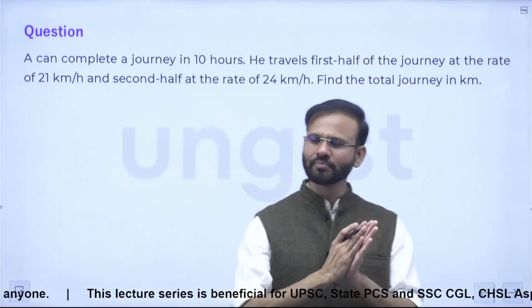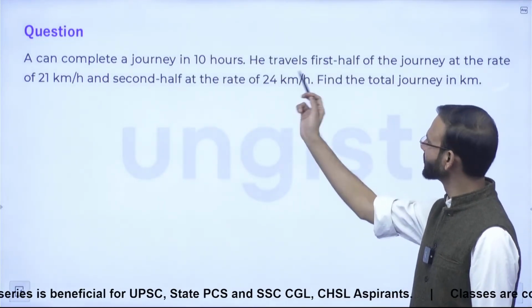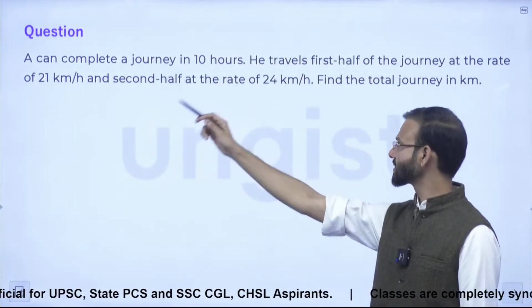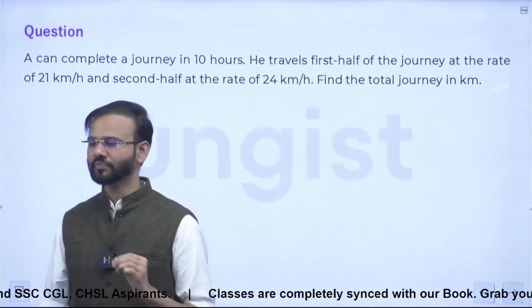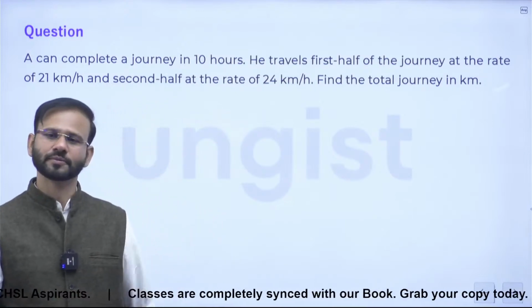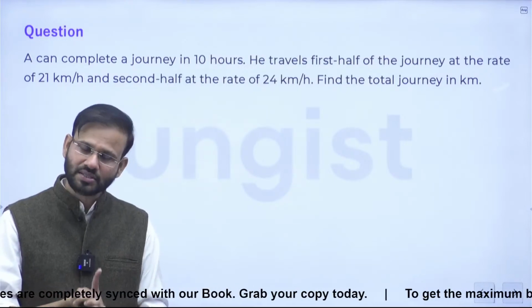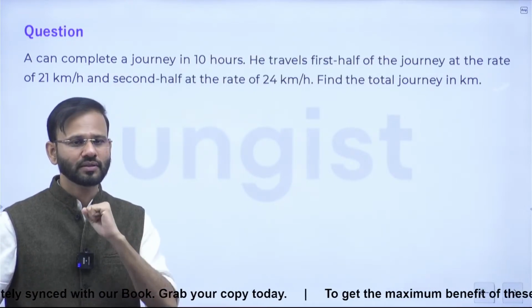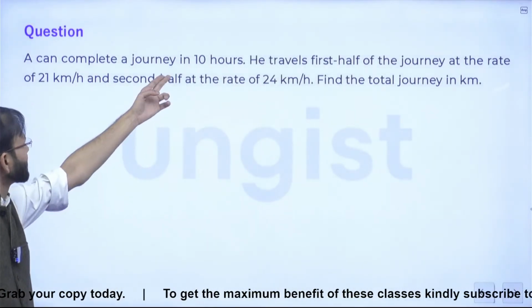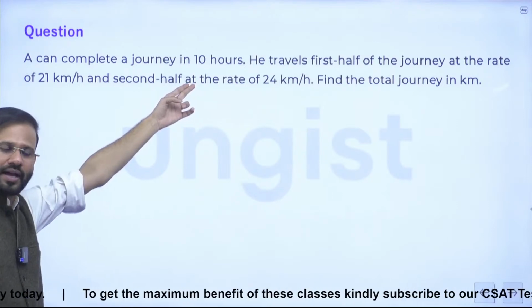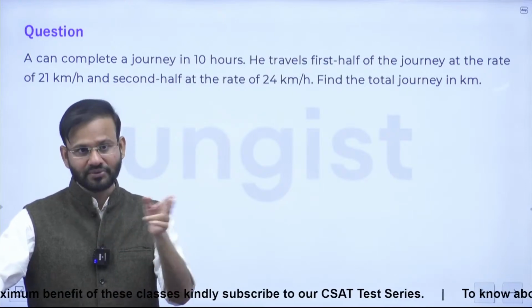Here a man is dividing his total distance into two equal halves. The first half he is traveling with some speed, and the second half he is traveling with some other speed. Everybody, tell me, what is being asked in this question? Distance. How to find the distance? Speed into time. Time for the entire journey is given to you. And speed will be what this time? Speed will be the average speed for the entire journey.